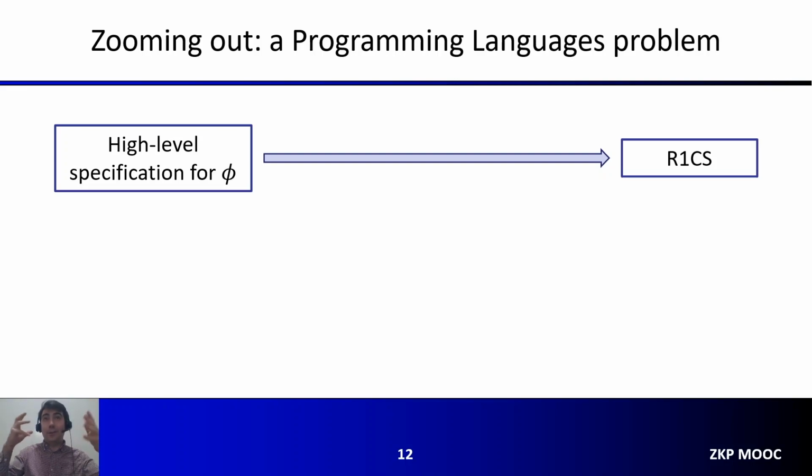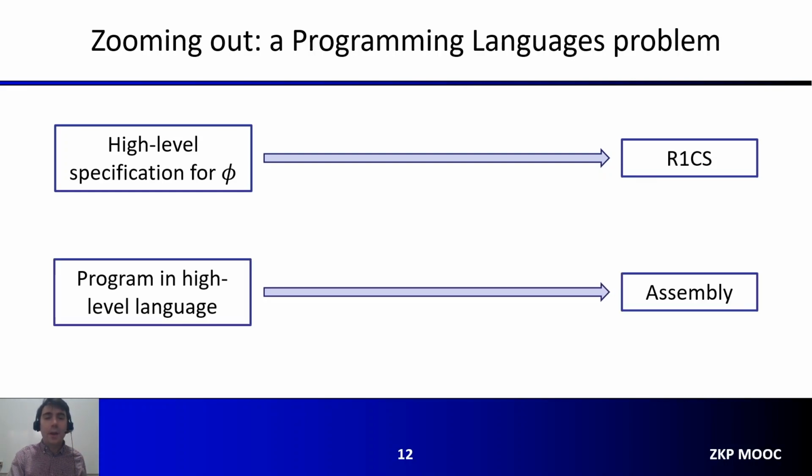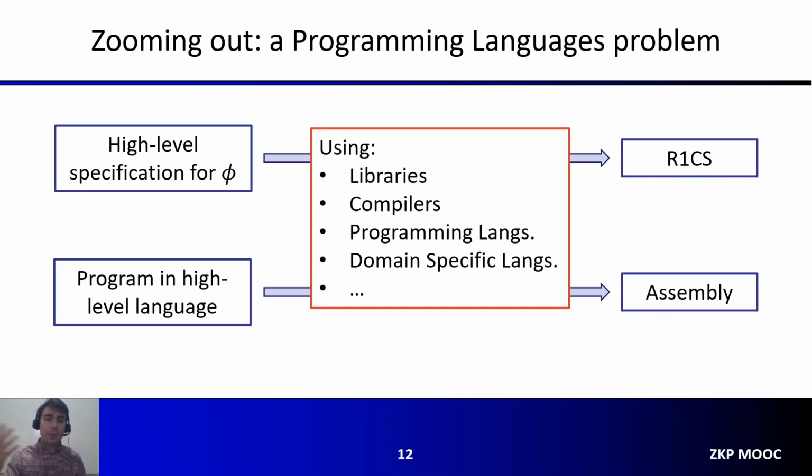In some sense, this is like trying to take the idea of a photo sharing application and come up with assembly code that implements that application on your computer. The rank 1 constraint system, it's kind of like assembly. And viewing the rank 1 constraint system like assembly is useful because it turns out that the same kinds of tools that we use to turn high-level programs into assembly are going to be useful for turning high-level descriptions of predicates into rank 1 constraints. That is, we're going to be using libraries, compilers, programming languages, domain-specific languages.